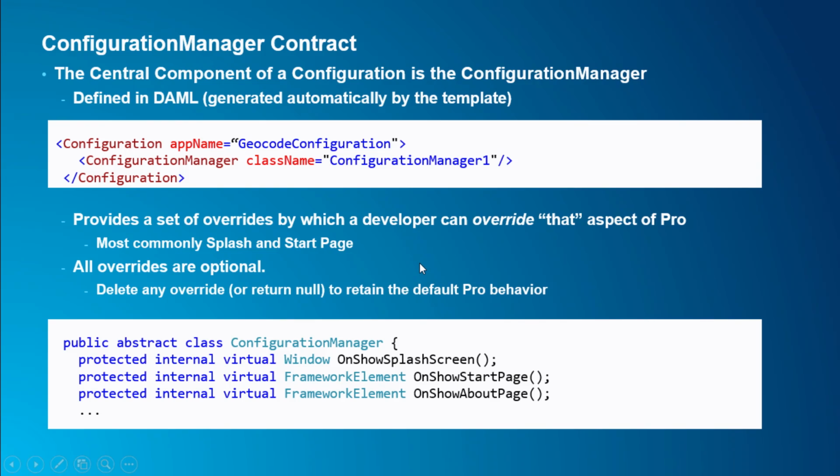They're all optional. You don't want to override the splash screen? Don't implement the override. If it's there, simply comment it out or return null or delete it. Similarly, start, about, and so on and so forth. So all of the overrides are optional.